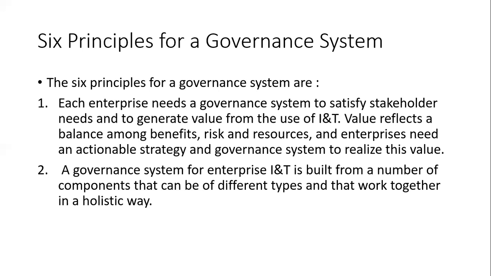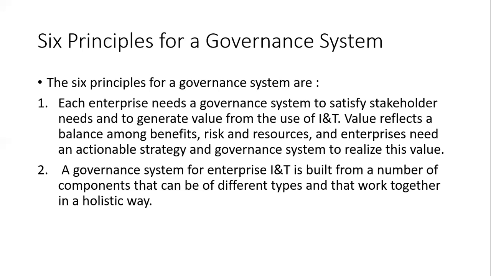And please take notes, value is a balance among benefit realization, being able to get the value required, risk optimization, being able to preserve the value you have created, and resource optimization, resource effectiveness and resource efficiency. Then number two, a governance system for enterprise I&T is built from a number of components that can be of different types and that work together in a holistic way. So holistic approach is what we use when we set up governance system. We'll look at those components shortly.